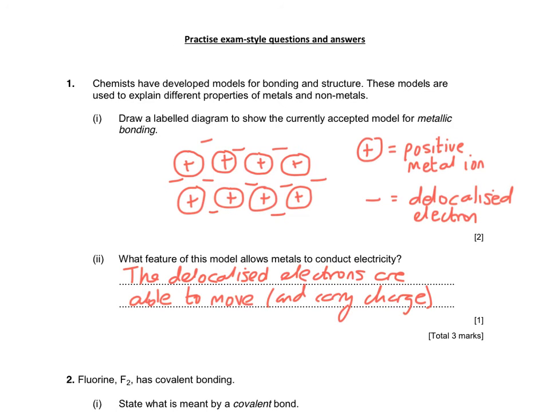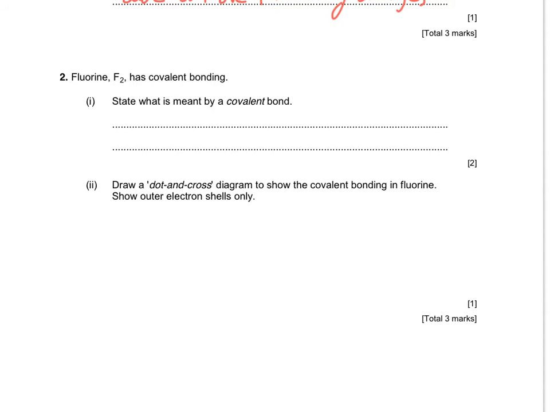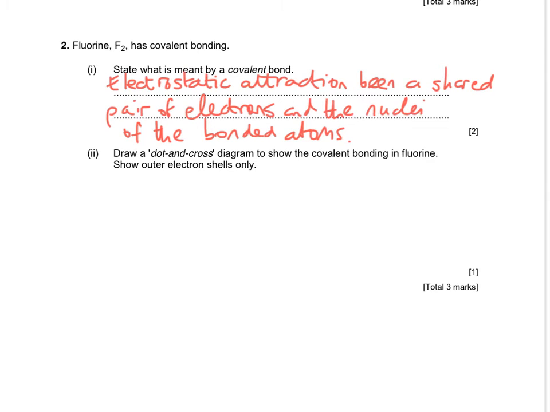So now let's move the page down a little bit. And it says fluorine has covalent bonding, and it asks you to state what is meant by covalent bond. So it's very important that you're specific here, and you say it's the electrostatic attraction between a shared pair of electrons and the nuclei of the bonded atoms.